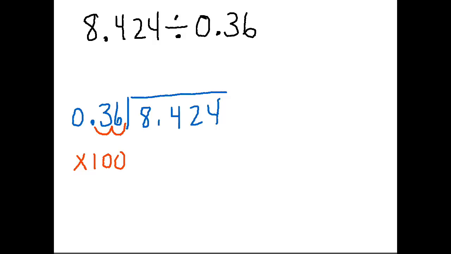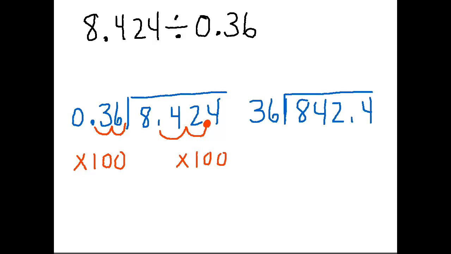And when we do that, of course, we have to multiply our dividend by 100 as well, which allows the decimal point to move 2 places to the right, and our decimal point is now between the 2 and the 4. Okay, we've rewritten the problem, and we have 842 and 4/10 divided by 36. I need to move my decimal point up. I'm going to put it up on my quotient line. Just move it straight up, just like we did when we divided a decimal by a whole number. And we're ready to start the division process.